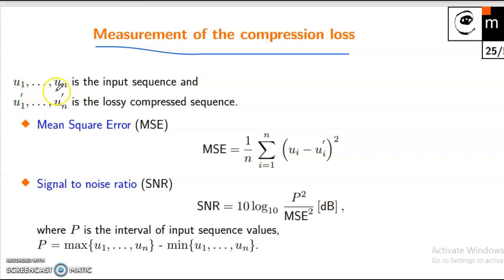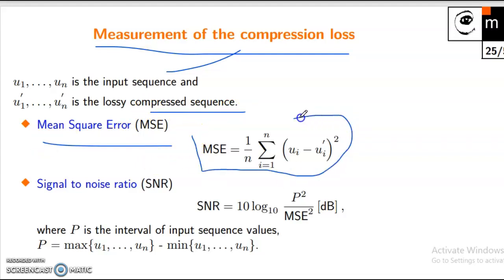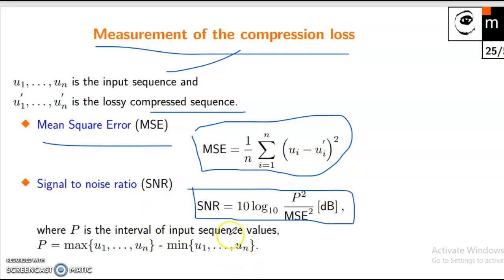U1 to UN is the input sequence and U1' to UN' is the lossy compressed sequence. Mean square error, MSE, equals 1 divided by N, the summation over i equal to 1 to N of (Ui minus Ui') whole squared. Signal to noise ratio, SNR, equals 10 log base 10 of P squared divided by MSE, in dB.